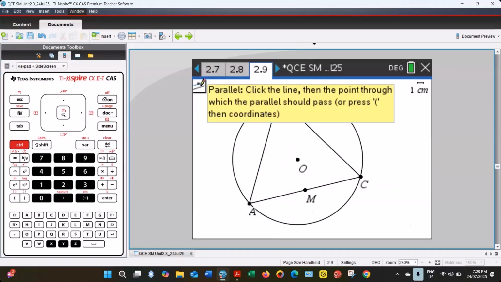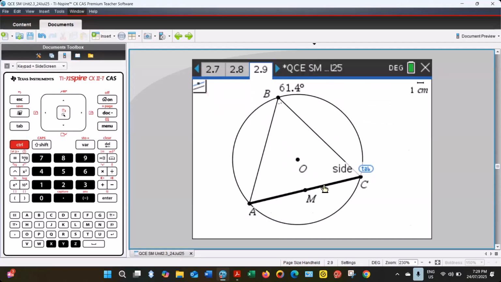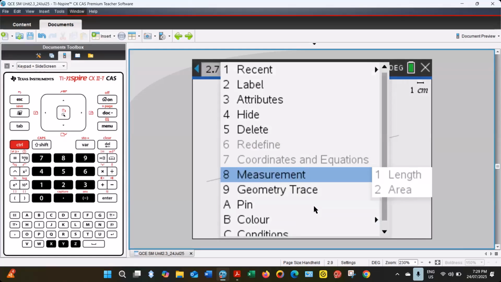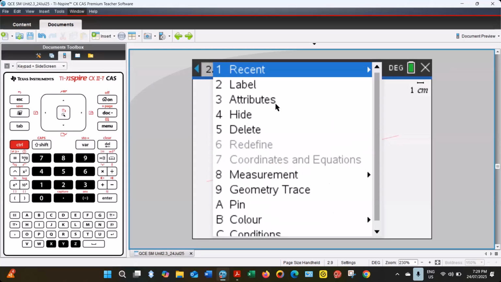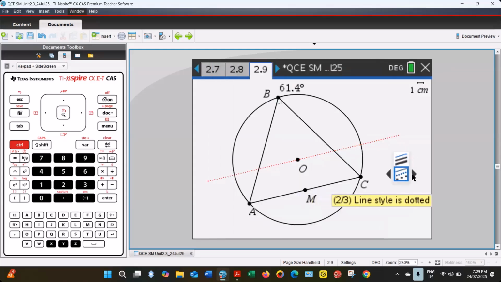Now, how do I use this tool? Click the line, then the point through which the parallel should pass. So I want parallel to this line and through the center of the circle. I'll escape. Now, to extend the line, you just go to the end of it and do Control click, or if you're using the software, just drag it with the mouse. I'll change the line color. I might make it red so it stands out, and I might make it dashed. If I want to change the attributes of the line, I just hover over the line, Control menu, attributes, and you can choose the style of line that you want.